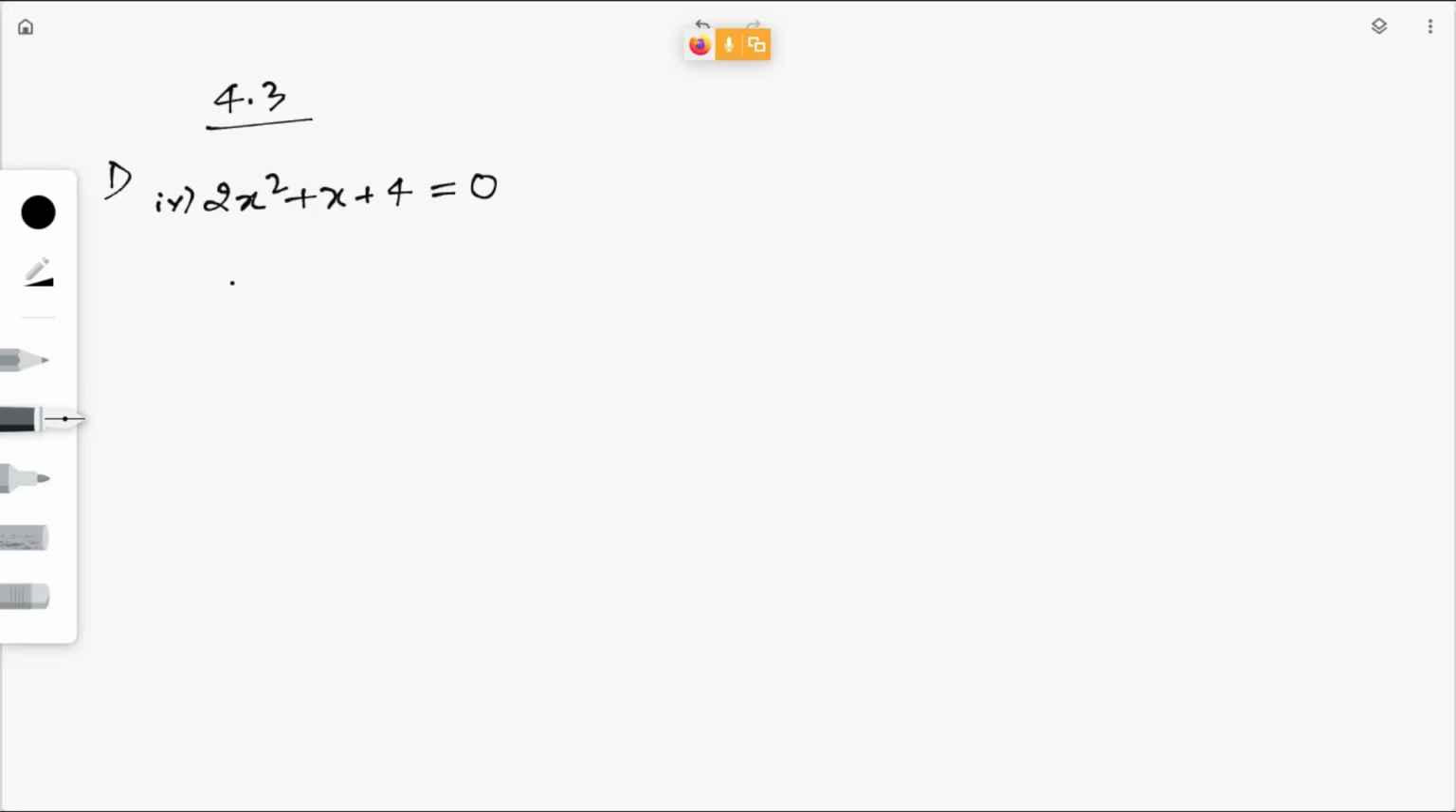Divide the whole equation by 2. So what will you get? x square plus x by 2 plus 4 by 2. So what is 4 by 2? 2, is equal to 0, right? What is the next step?